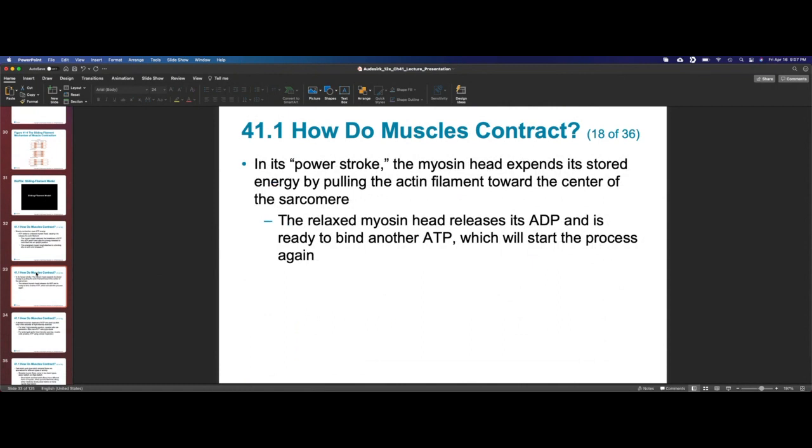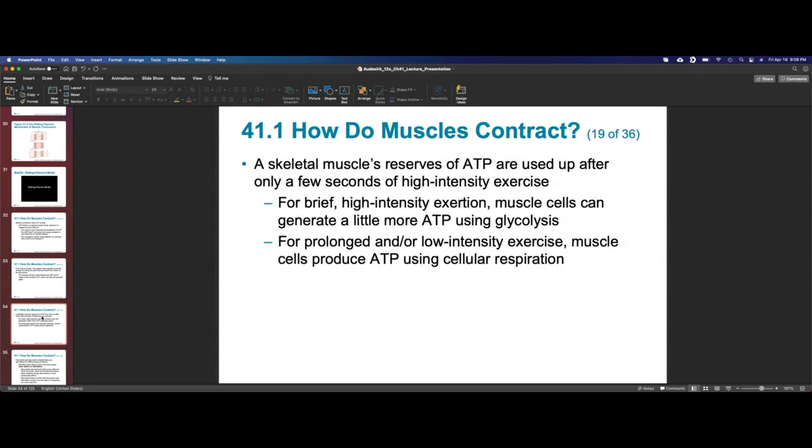So continuing on, this pulling of the muscle fibers past each other, as done by the myosin head, is called its power stroke. It uses its stored energy to create this stroke, pulling the actin filament towards the center of the sarcomere. And then once it does, the head becomes relaxed and can accept another ATP, which can then pull it again a little bit further if necessary, depending upon the stimuli.